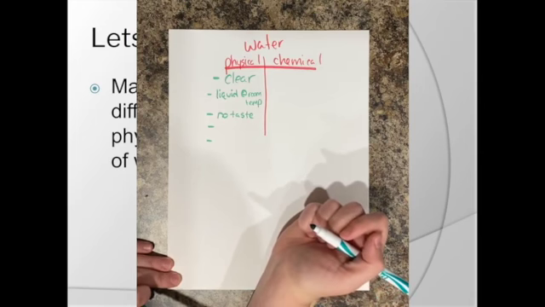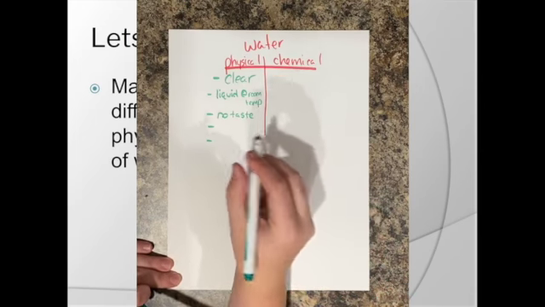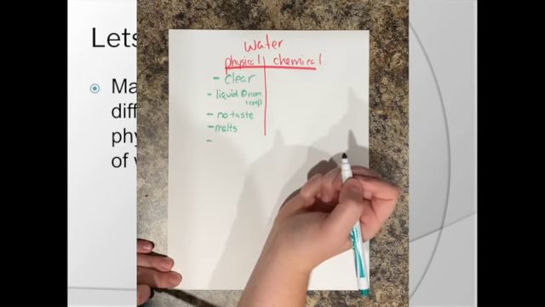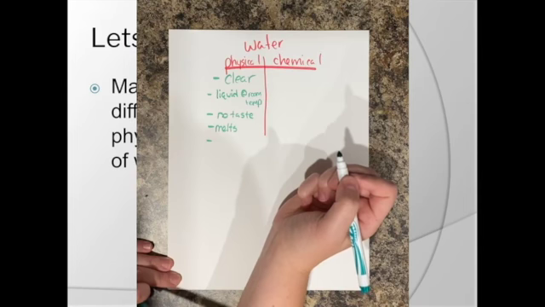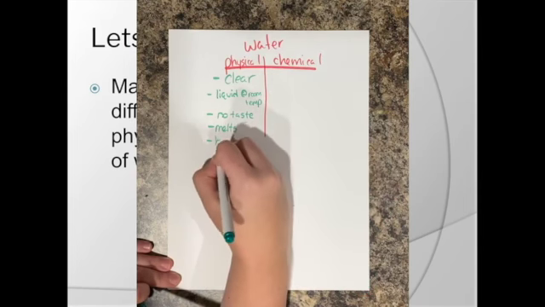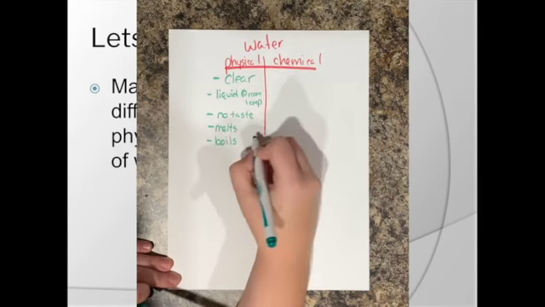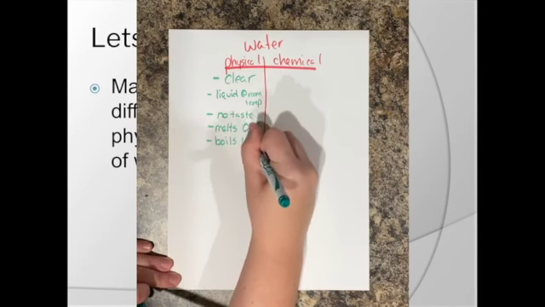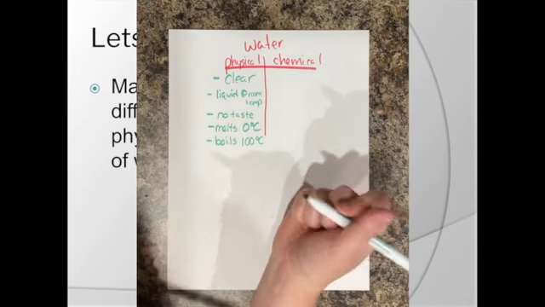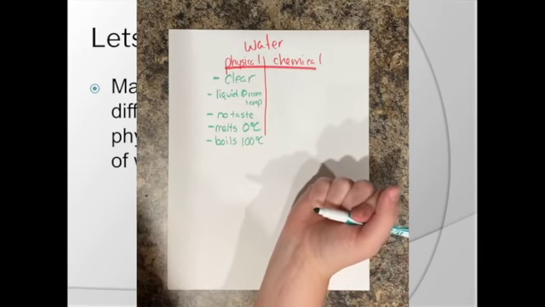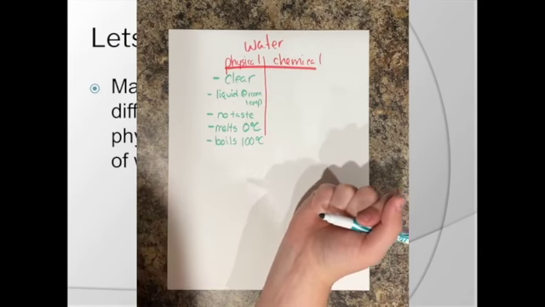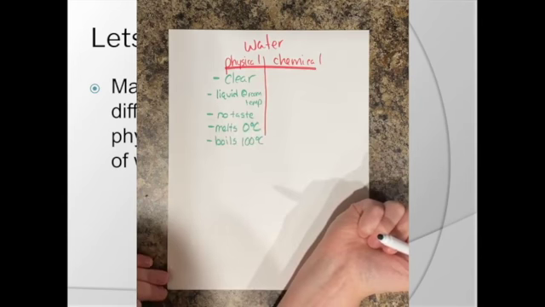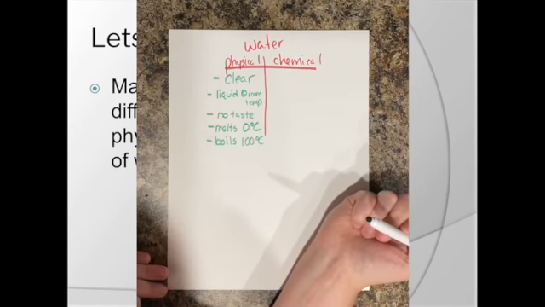Okay, we do know that it melts at 32 degrees Fahrenheit, so melting point. That would also be 0 degrees Celsius. It boils at 100 degrees Celsius. Okay. So you can think of all sorts of other physical things like your density, if there's any other things that kind of explain what water looks like.